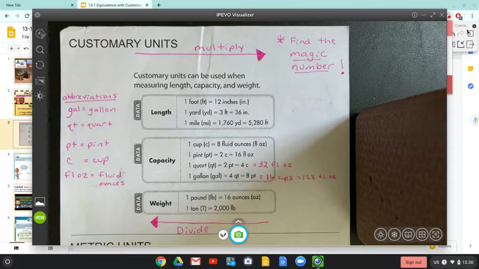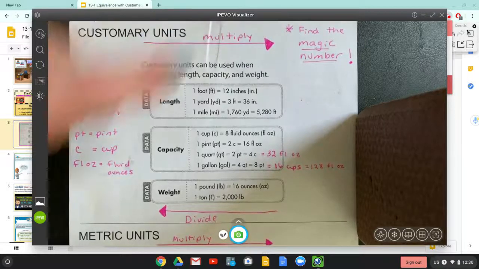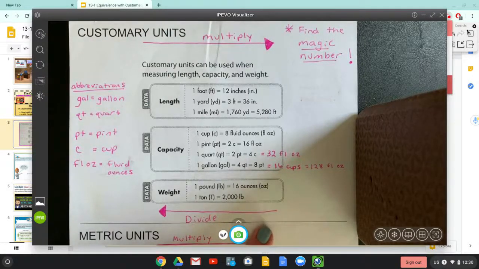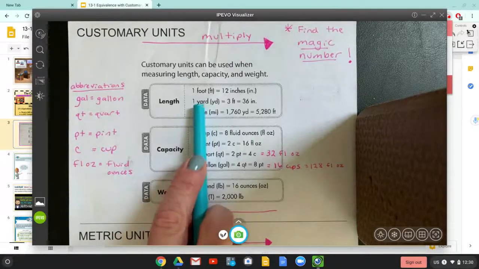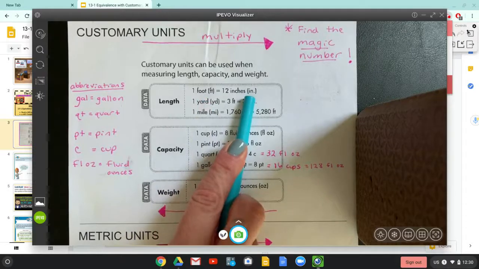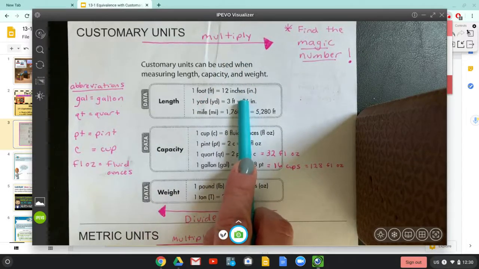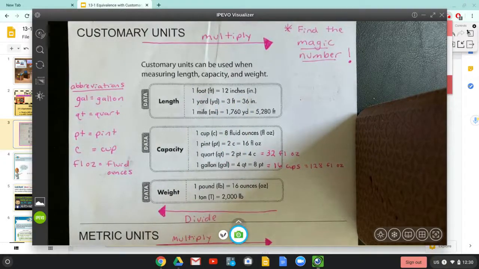So I just want to go back and talk about this magic number. Now, when you are looking at this particular chart, when you're moving to the right, you're going to multiply by the magic number. And when you're moving to the left, you're going to divide by the magic number. So for example, if I'm going from feet to inches, I'm moving to the right, so I would multiply. But if I'm converting from inches to feet, I'm going to divide.